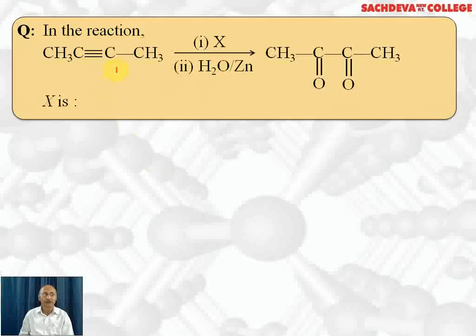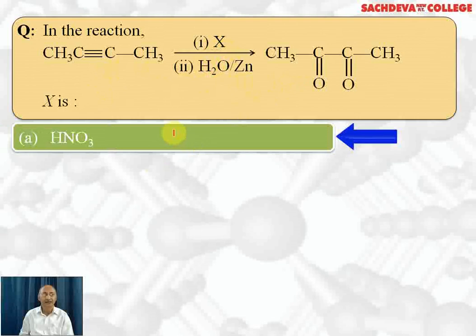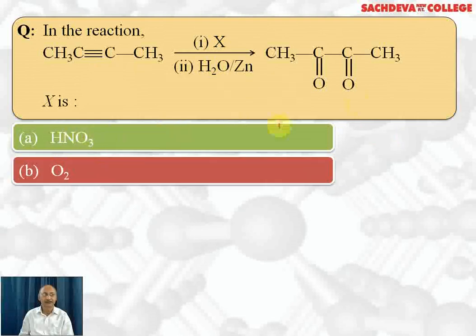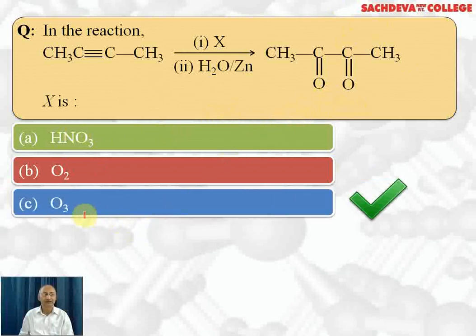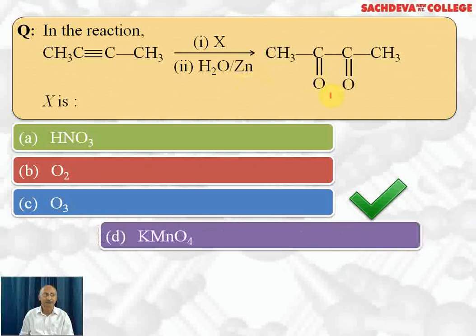Next question, we have 2-butene reacts with X, which we have to identify, followed by reduction with zinc and water to give butane-2,3-dione. Options are HNO3, no, because with HNO3 this bond will break. Oxygen will not be able to give diketone. Ozone is the correct answer. Ozonolysis, you will get intermediate ozonide, which on reduction with zinc and water will give diketone.